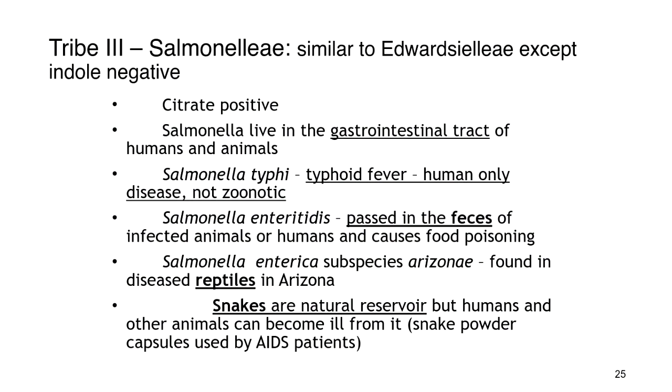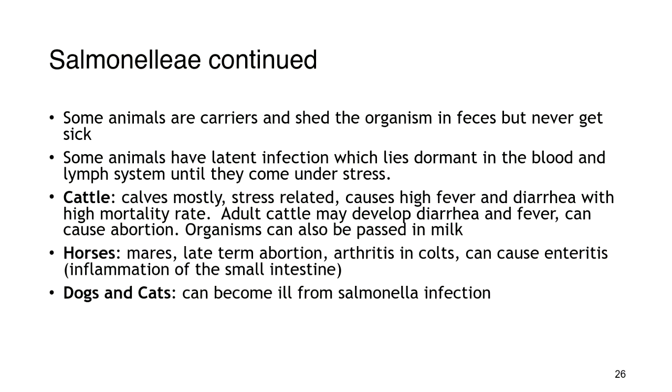One of the problems we see here is that sometimes in the past, or maybe even still as a current therapy, there are what they call snake powder capsules that are used for AIDS patients. Well, if that snake powder was contaminated with Salmonella or Salmonella-type bacteria, then our poor AIDS patient would have some real problems. So understand Salmonella: tribe 3, indole negative, gastrointestinal area, passed in the feces, and reptiles and snakes, again, can be problematic species. More about Salmonella.